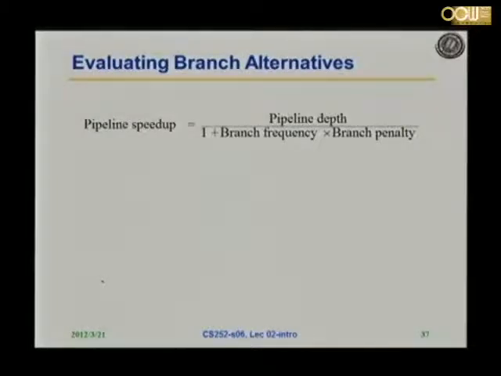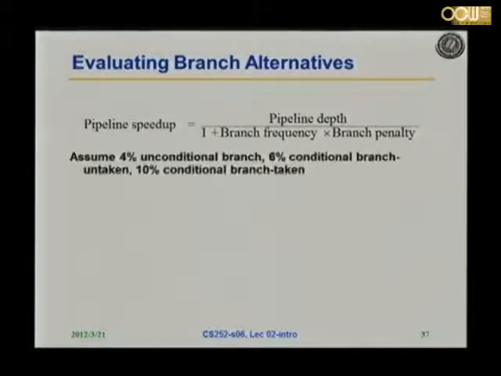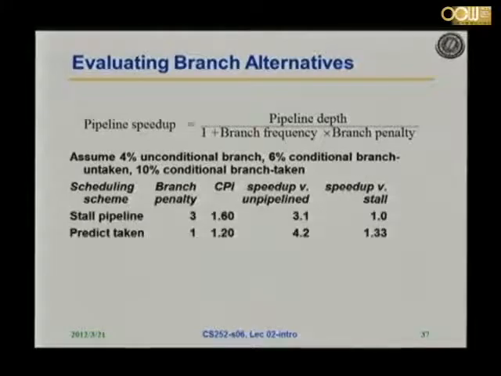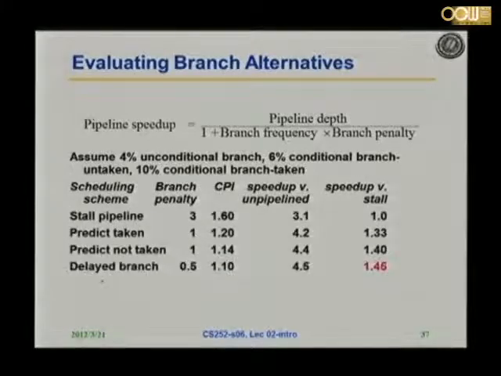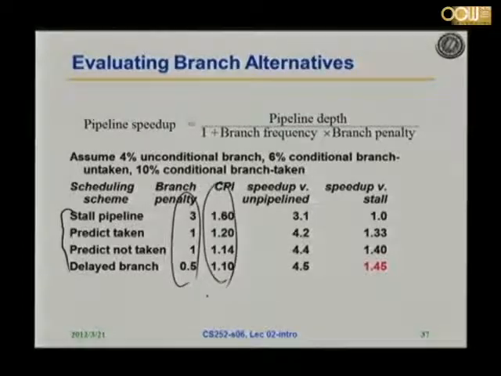Okay, so evaluating branch alternatives, these are just equations and some examples. We have 4 alternatives. Each one has this branch penalty, and the CPI will become this. So which is the best method? This may be the best choice.